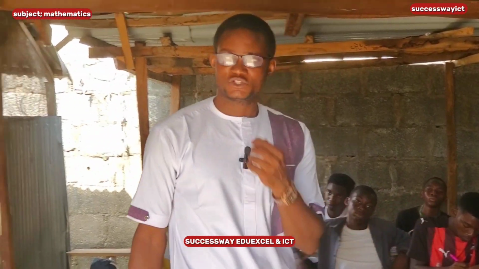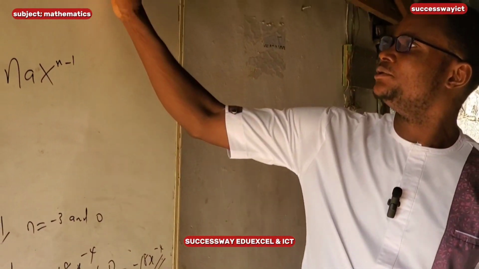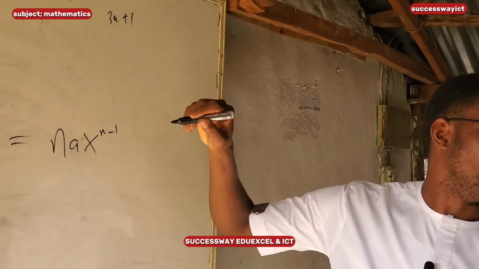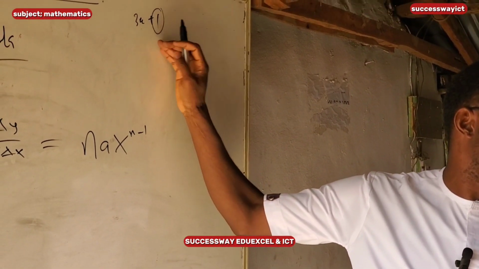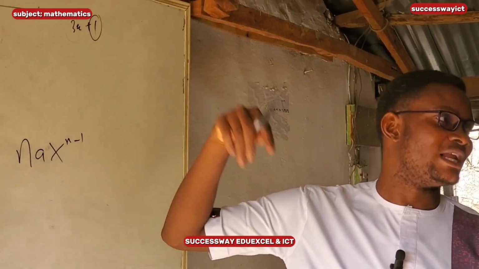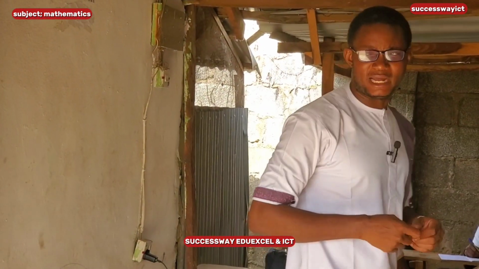So long as it is a constant value, the derivative is always 0. Is that okay? So when you are given a problem, let's say they give you 3x plus 1 and they say you should differentiate, don't bother yourself with this guy here because this is 0. Just differentiate only this one and then you have your answer. Is that okay? All right. Write that out quickly.